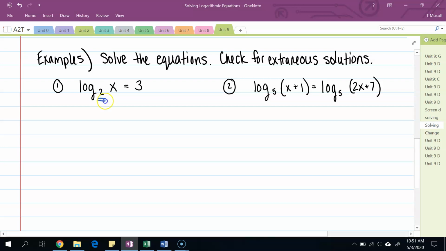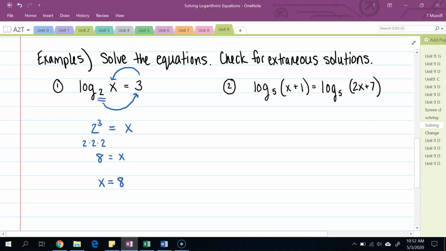To rewrite this, I'm going to start with my base, then the exponent, and then the answer. So this will look like 2 to the third equals x. Since x is by itself now, that means I've already solved for x. All I need to do is simplify my answer. We don't like to leave our answers as 2 to the third when we know what 2 to the third is. 2 to the third is 2 times 2 times 2, so that would give us 8. So my answer would be x equals 8.